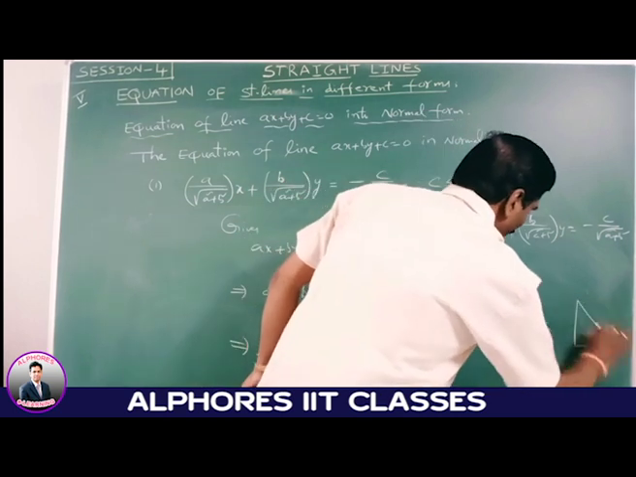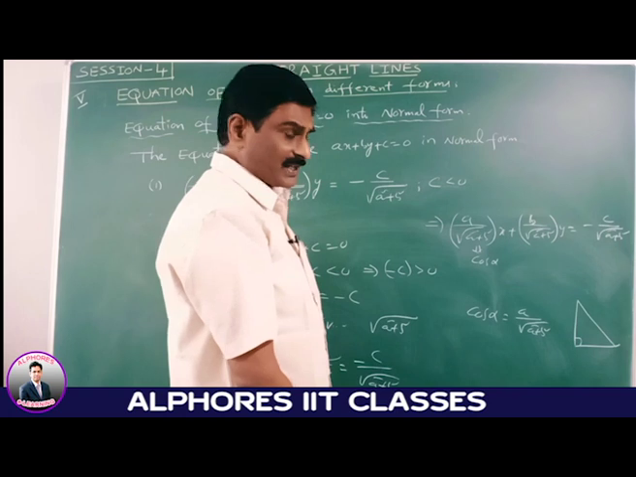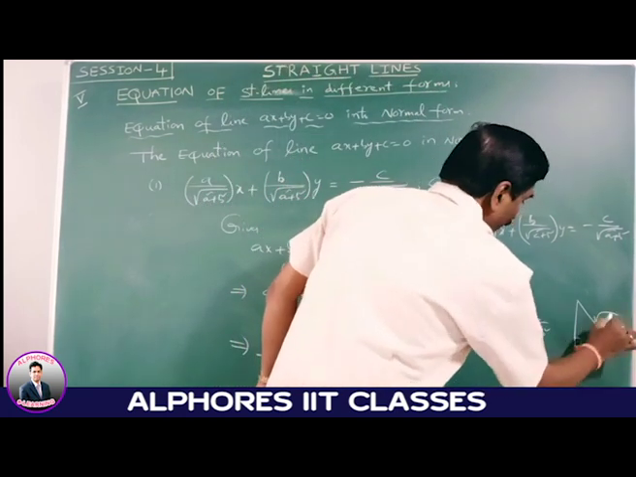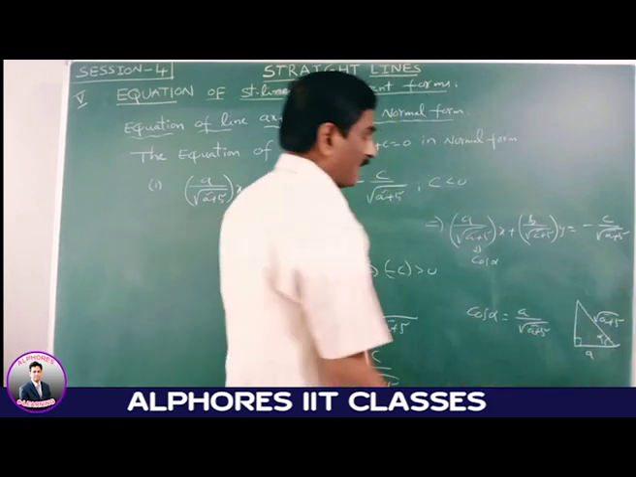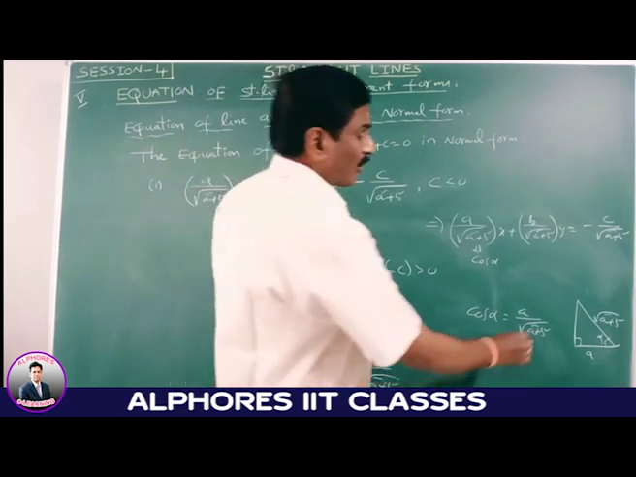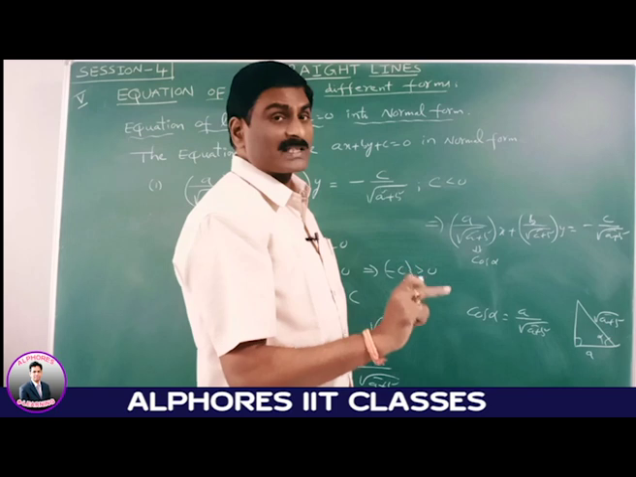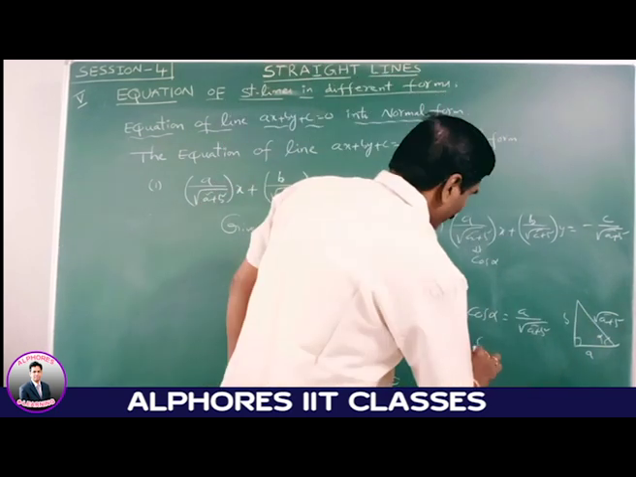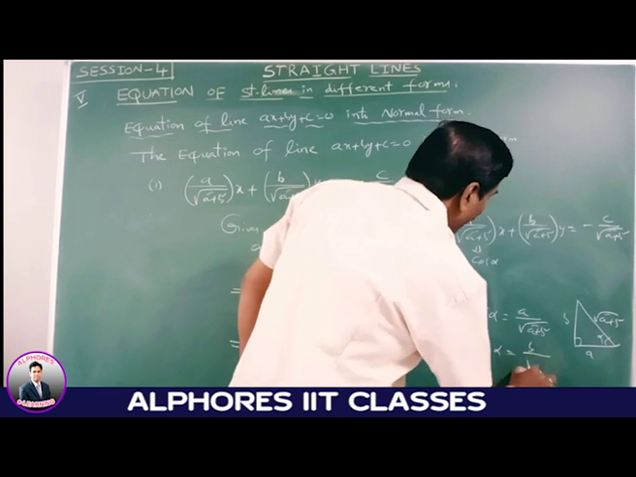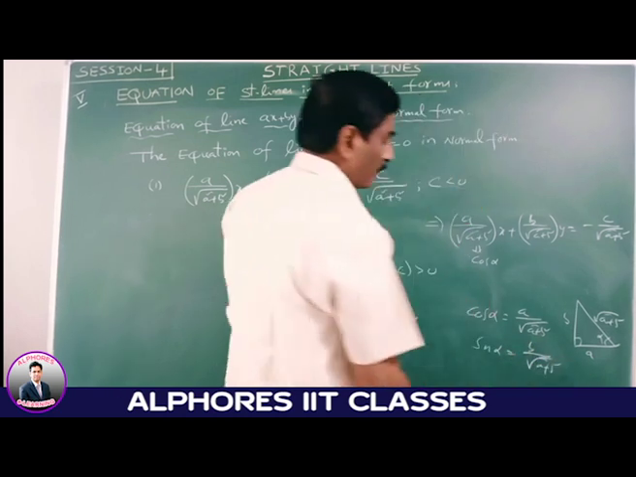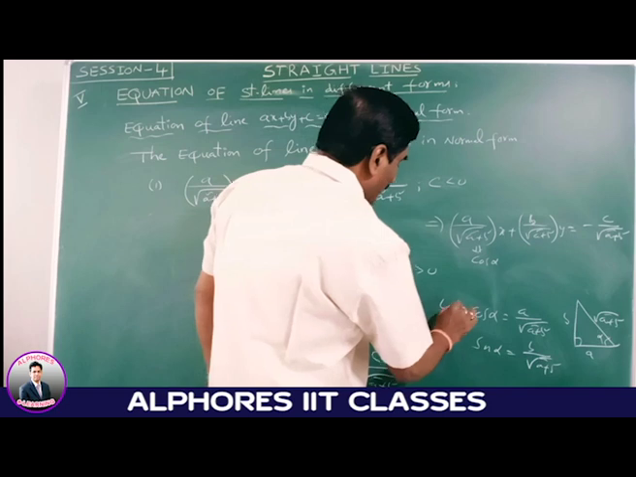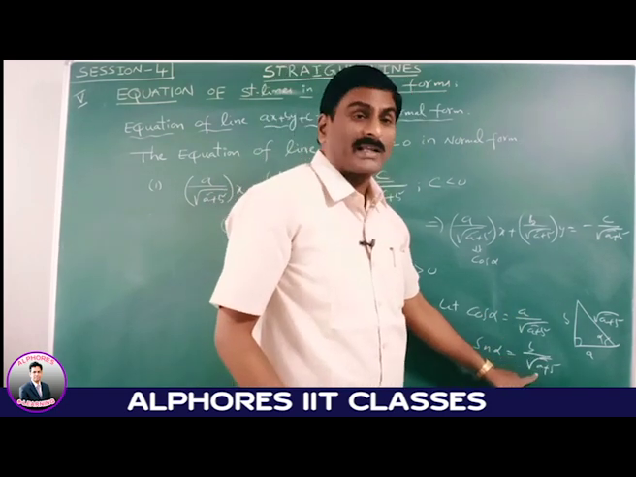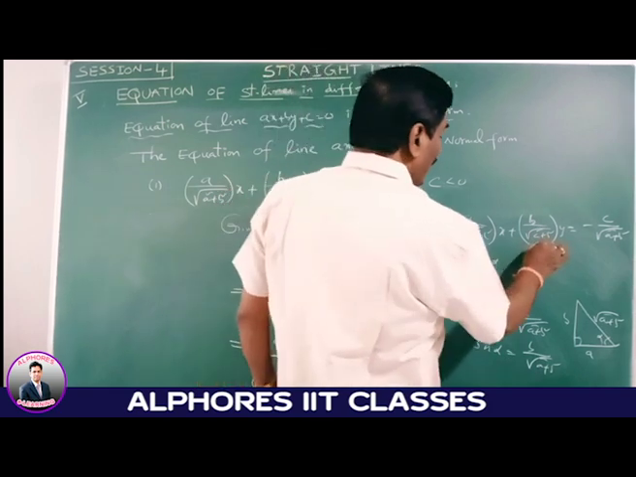By using the trigonometric conditions, cos alpha means adjacent side by hypotenuse, a by root over a square plus b square. Automatically, the opposite side, by the property that hypotenuse square is equal to side square plus side square, is b. Now what is the value of sin alpha? B by root over a square plus b square. Let cos alpha be a by root over a square plus b square, then automatically sin alpha is b by root over a square plus b square.